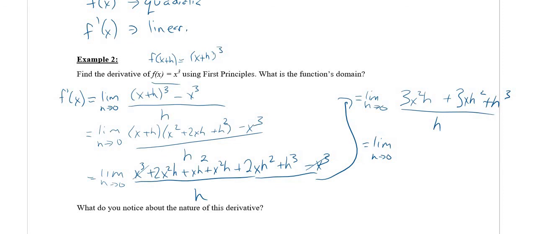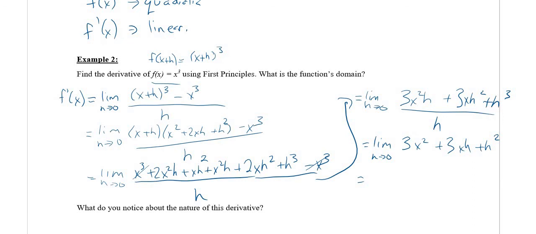And again, you'll notice at this point, everything is divisible by h. So now we just take an h out of each term. So we get 3x squared plus 3xh plus h squared. You're going to find with each of these, a big indicator of if you've done it correctly is are you able to divide out the h?